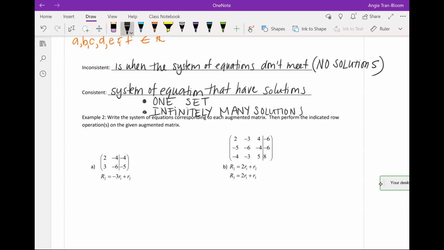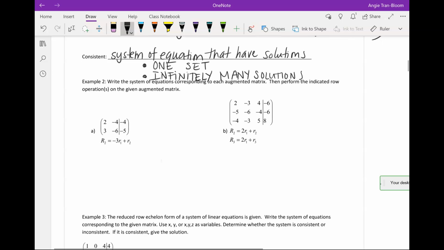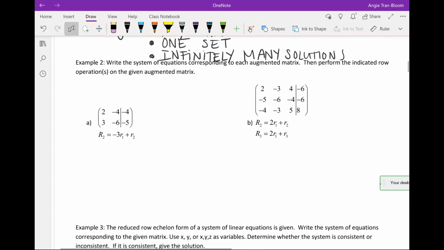Example 2, can you help me read the instruction, Jean, to example dos? Write the system of equations corresponding to each augmented matrix, then perform the indicated row operations on the given augmented matrix. Good. So I'm giving you a matrix. We're going to go backwards. You are given a matrix here. This looks like 2 rows by 3. You are asked to write the system of equations. So what would you start with? How many x's, how many y's on row 1?